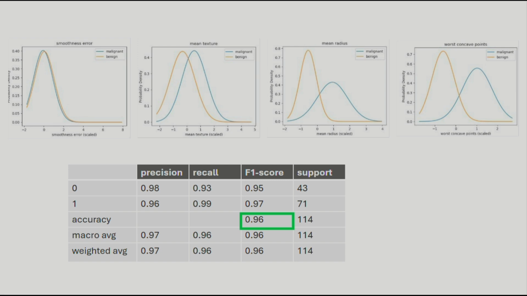We can see that some features are terrible classifiers, such as smoothness error on the left, and gradually becoming great classifiers like worst concave points on the right. This is a good way to visualize which features are the most important when classifying and gives us some insight, like how we could focus on using concavity as an early indicator of a malignant tumor.